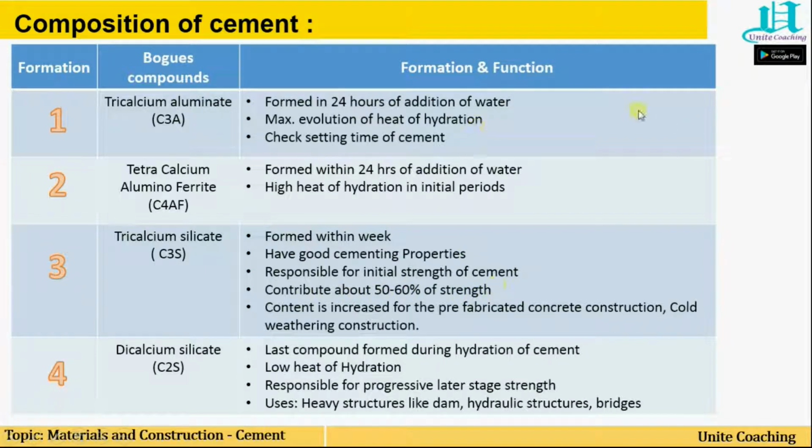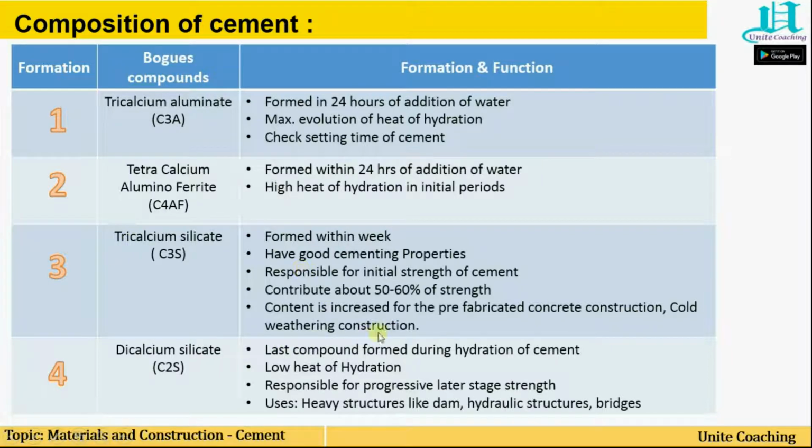For example, the strength of cement is 20 Newton per mm square, cement or mortar, whatever it is. So out of that, 50 to 60% of strength is given by tricalcium silicate. Then the content is increased for prefabricated concrete construction and cold weather concreting.